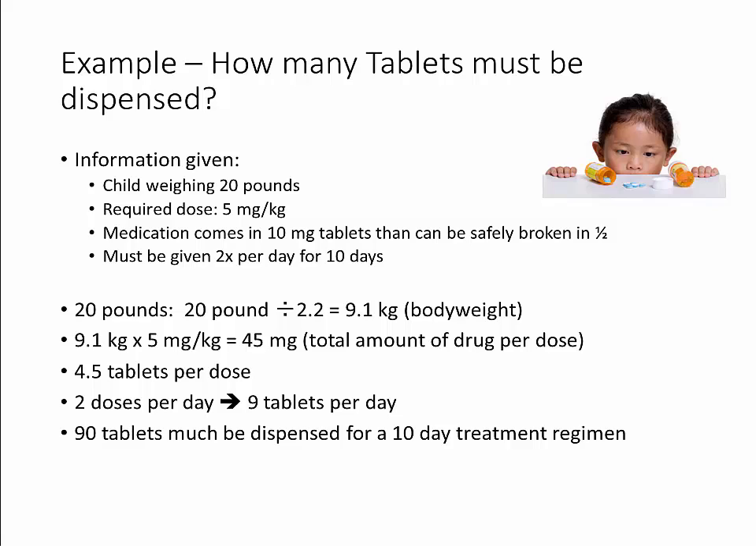First, we need to convert pounds to kilograms by dividing by 2.2. Thus, the child weighs 9.1 kilogram. Next, we need to determine the total amount of drug per dose by multiplying 5 mg by 9.1 kilogram, which results in 45 mg. Because each tablet contains 10 mg of active ingredient, the patient will require 4.5 tablets per dose. Considering the frequency of 2 doses per day for 10 days, a total of 90 tablets must be dispensed.